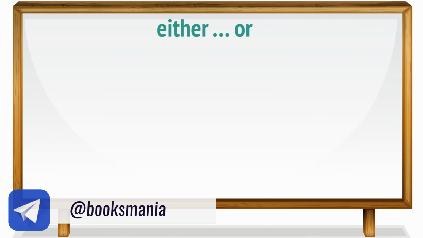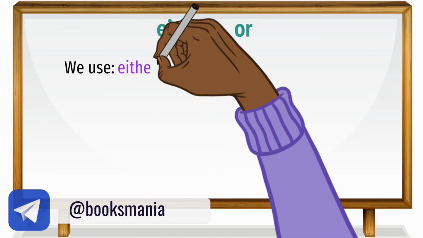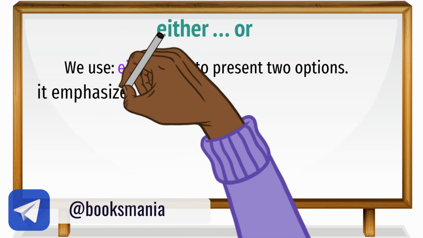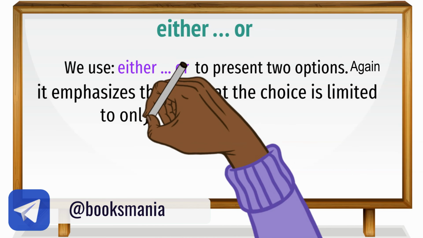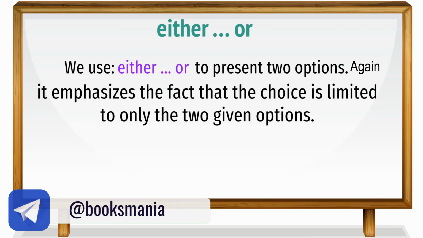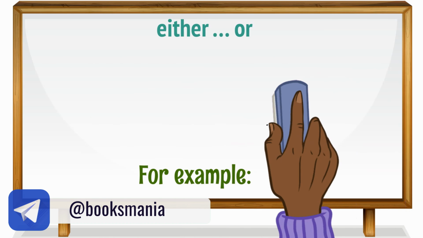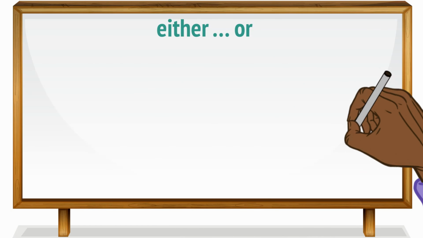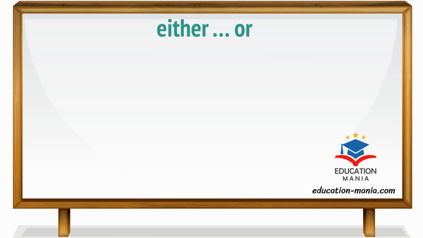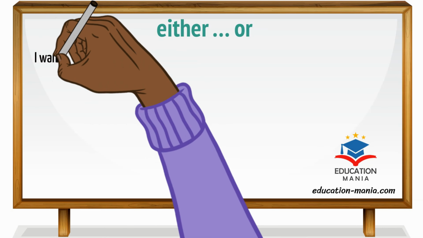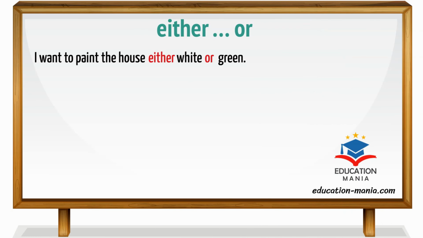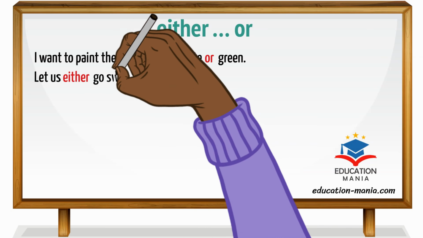Either, or. We use either, or to present two options. Again, it emphasizes the fact that the choice is limited to only the two given options. For example, I want to paint the house either white or green. Let us either go swimming or go shopping.